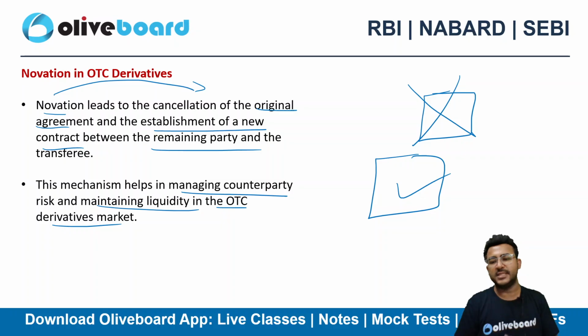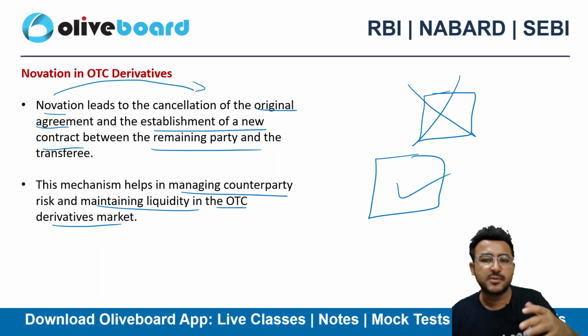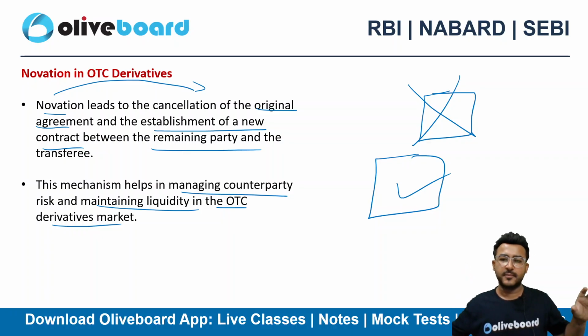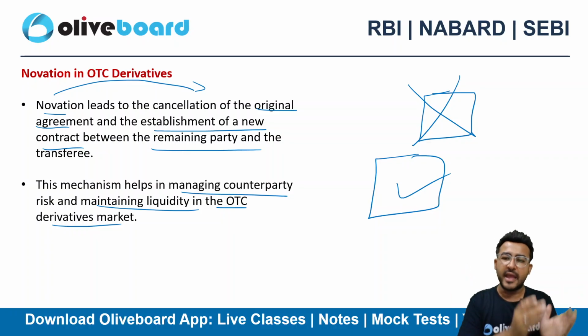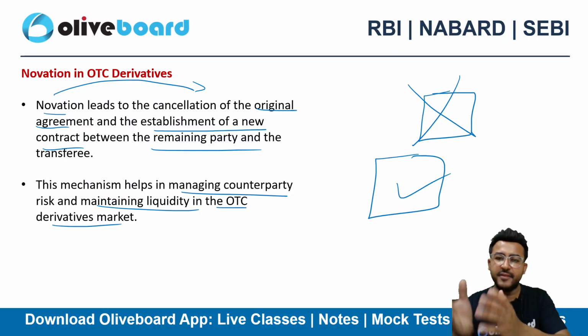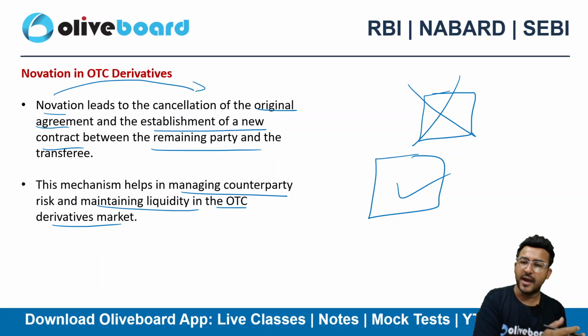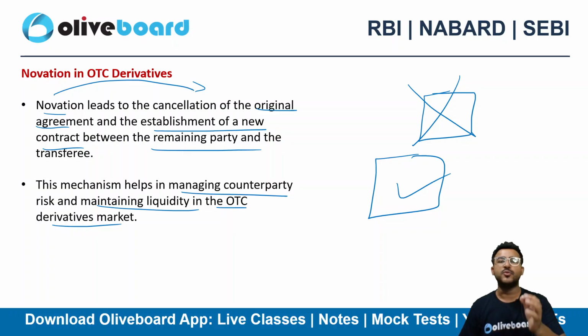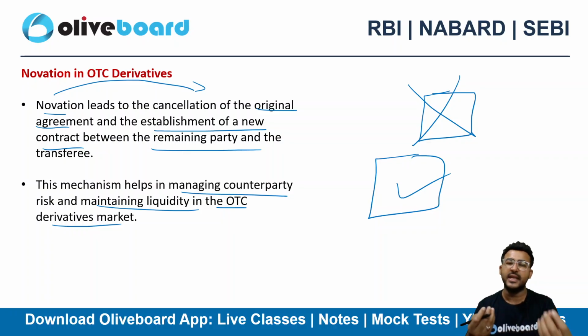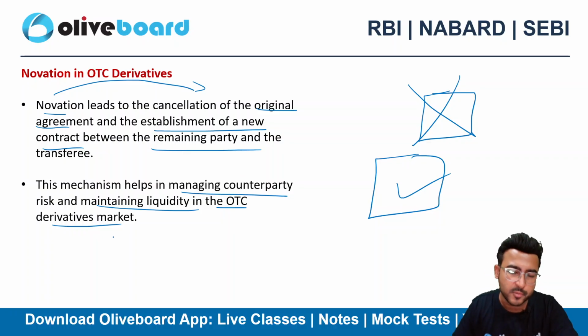A huge problem in the OTC derivative market is liquidity. It is not liquid because no exchange is there to facilitate the transaction. What is an exchange doing? Exchange is doing nothing but just matching the buyers with the sellers, right? Exchange is a place where every buyer has a seller and every seller has a buyer. However, there is no exchange in the OTC derivative contracts. So that's why there is a huge problem of liquidity in the OTC market. So here novation is facilitating liquidity in the OTC derivative market, right?